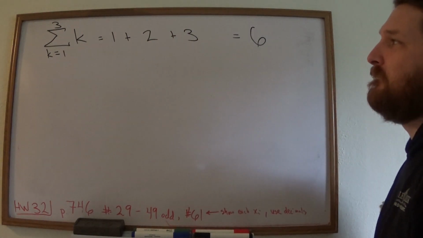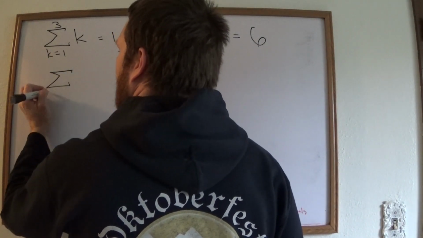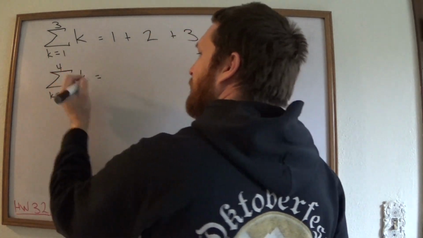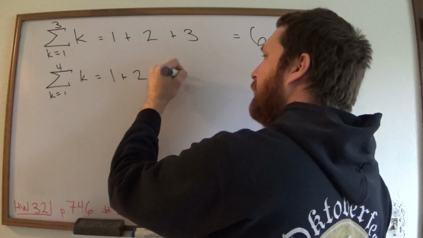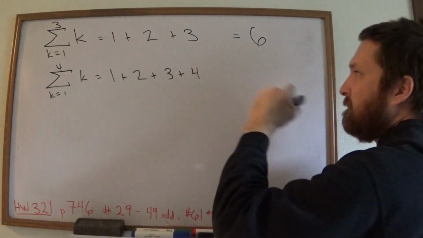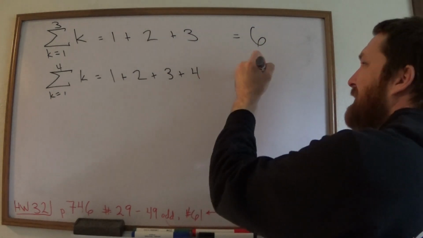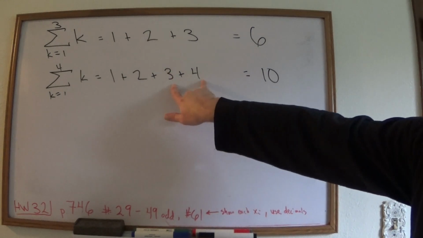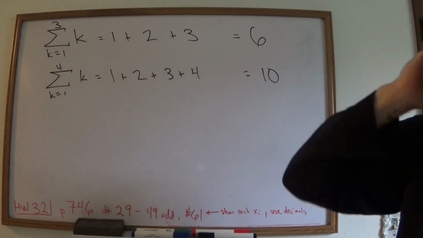Okay, let's get the next one. See what I'm doing here. k going from 1 to 4 of k is 1 plus 2 plus 3 plus 4, which of course is the 6 plus 4, should be 10. Let's do that another way to make sure. That's 7, 8, 9, 10, yes. Okay, that looks good.